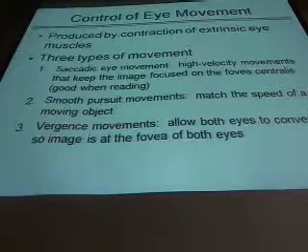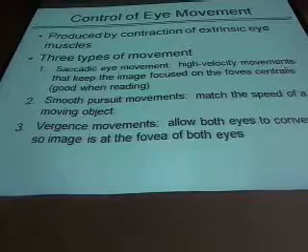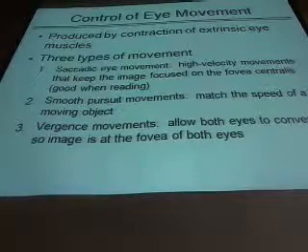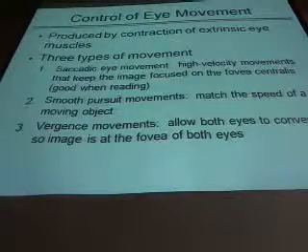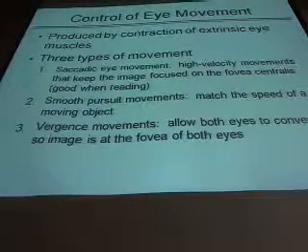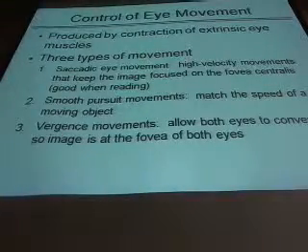The pursuit movement matches speed. That's where your eyes match the speed of an object coming in front of you. So you have the saccadic movement, that's getting the image on the fovea centralis. Pursuit movement is watching something going by, the movement of a moving object.